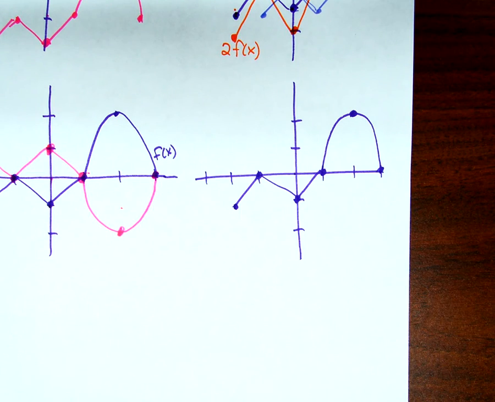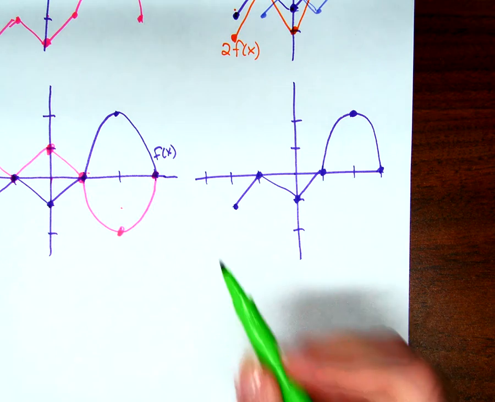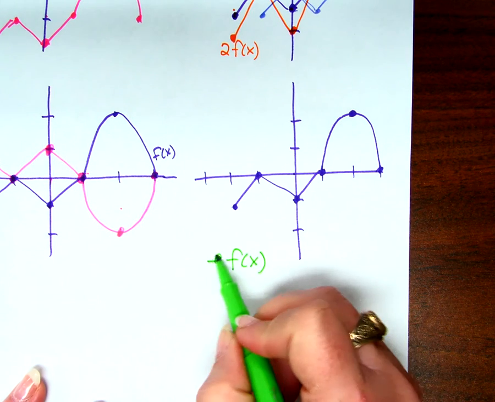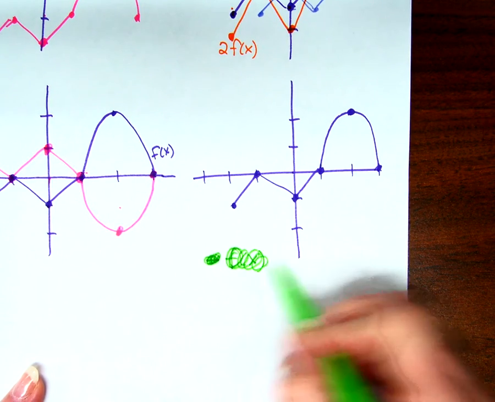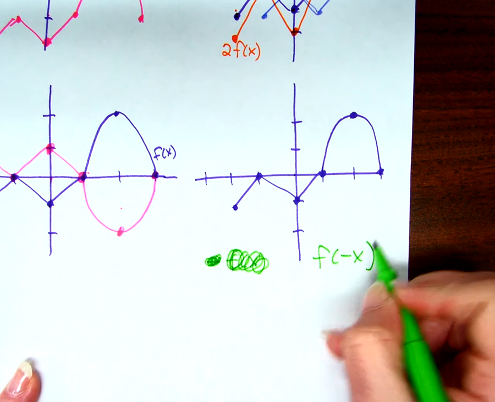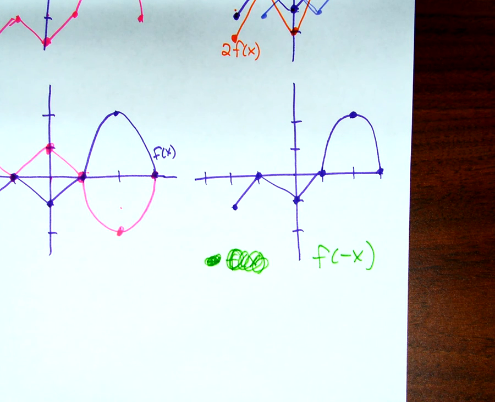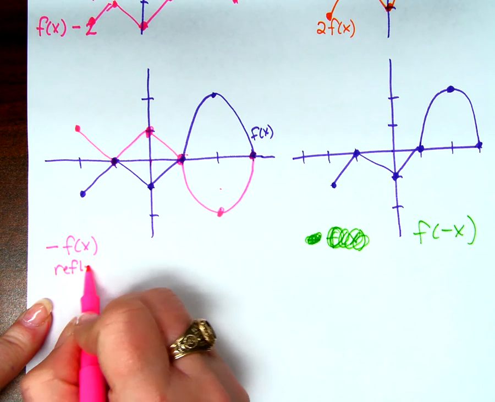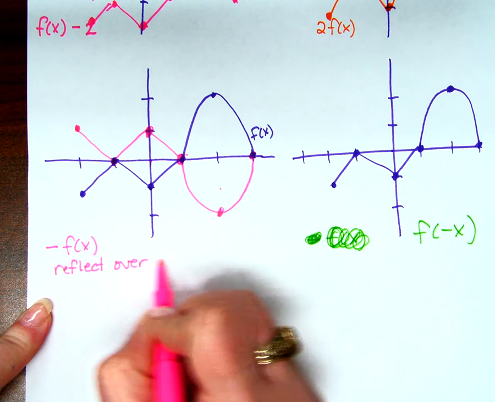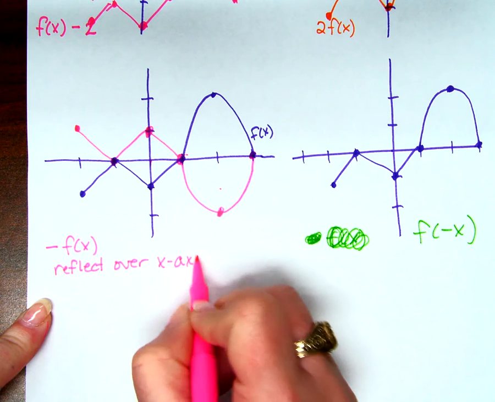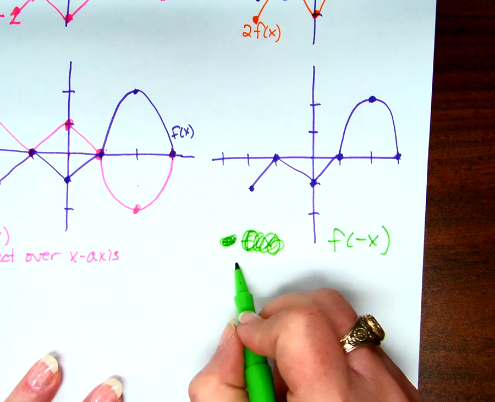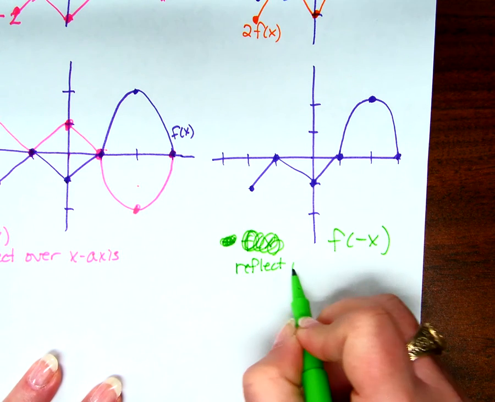Last but not least, let's do negative f of x. No, we just did that. Sorry. How about f of negative x? That's what I meant to do. So this one we were very clear that it reflected over the x-axis, right? What's happening with this one? Okay, over the y. So reflect over the y-axis.